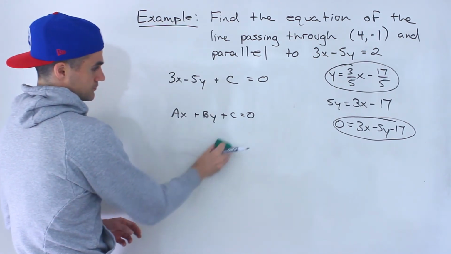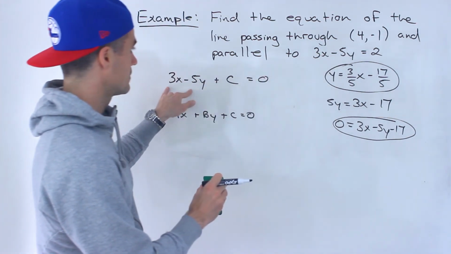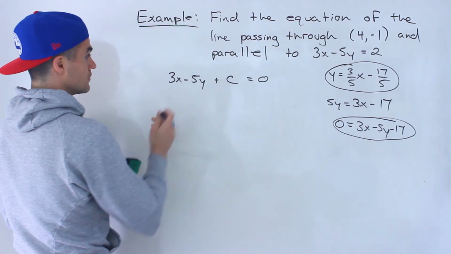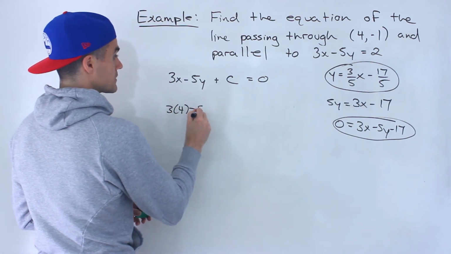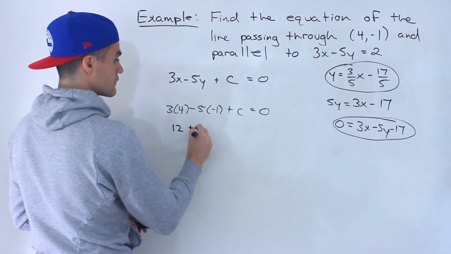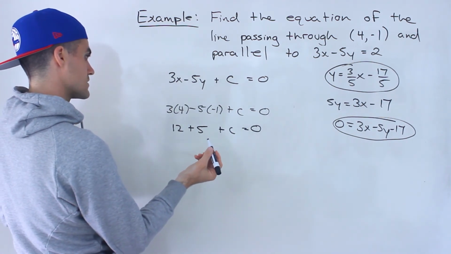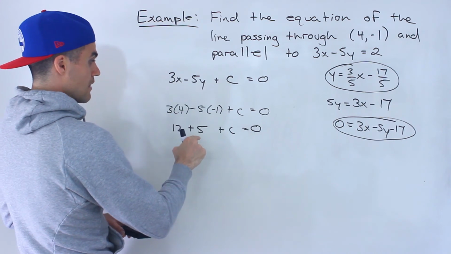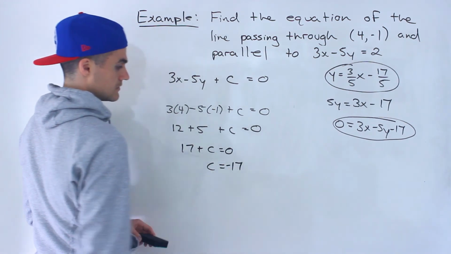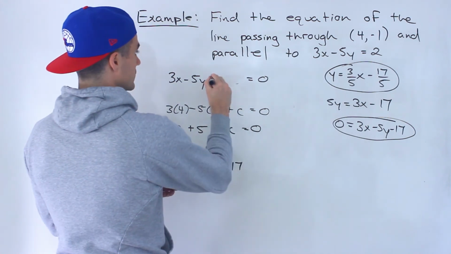But what we can do is input the a and the b here, and then solve for this c value by plugging in the point for x and y. So notice that we'll have 3 times 4 minus 5 times -1 plus c is equal to 0. So we'd have 12 plus 5 plus c is equal to 0. So this would be 17 plus c is equal to 0. So the c value would be -17. Like that. So if we plug it in here, notice we end up with the exact same equation.